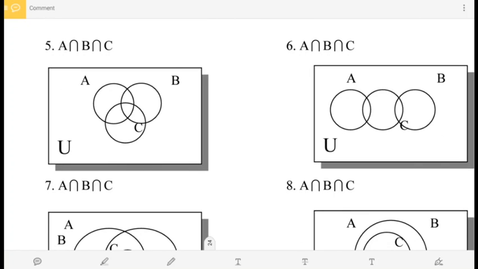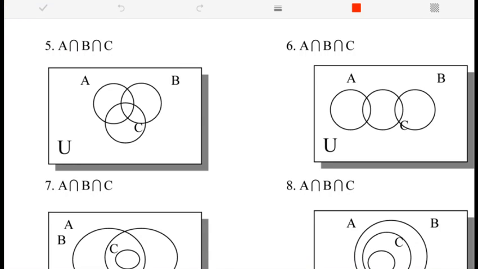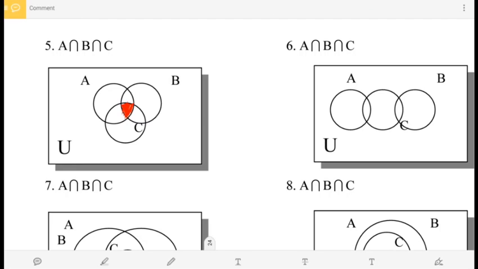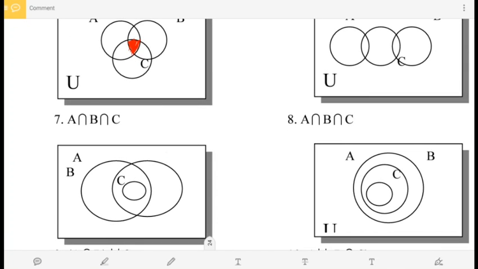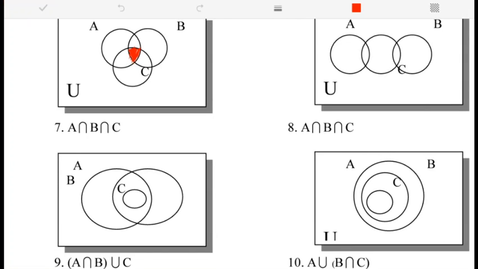Here, intersection between A, B, and C. So the common between three sets, the common part is this part. That's it. Finish. You do the rest of the questions. Sorry, this is your A and B. The rest of the questions, please do them.